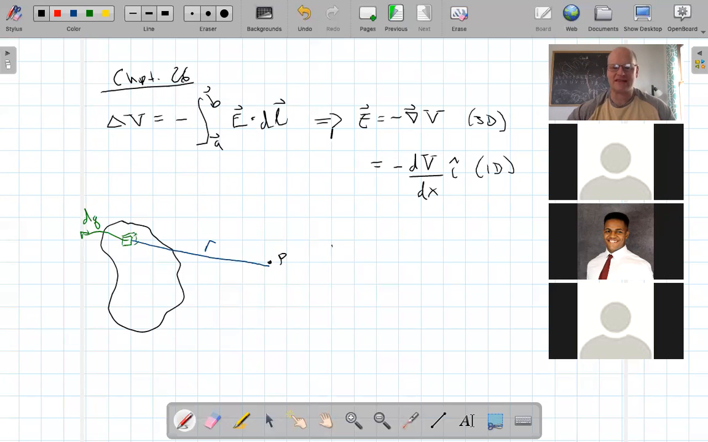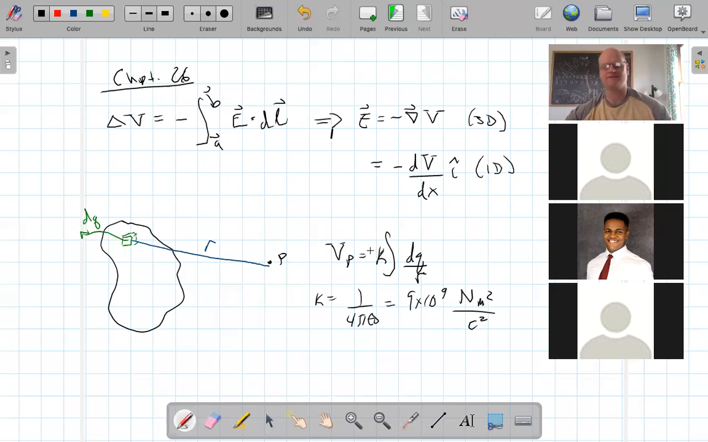What this says then is that the potential at point P is equal to the integral, so I have K, integral dq over r. Again, this is a scalar quantity. K is the usual K, so this is 1 over 4 pi epsilon naught, which is equal to 9 times 10 to the 9th. Let's see, what is this? This is Newton meter squared per Coulomb squared.